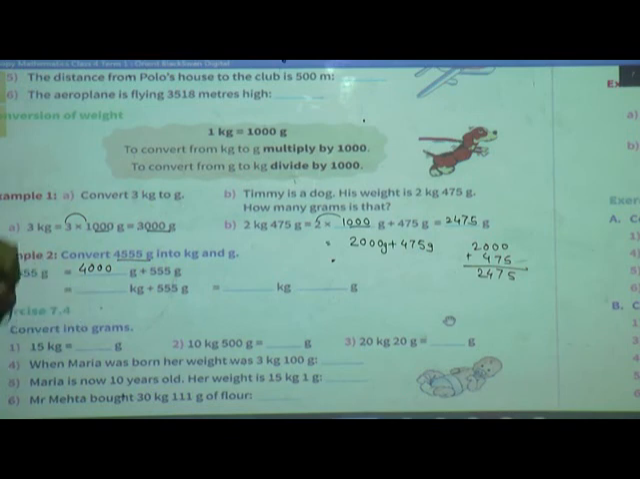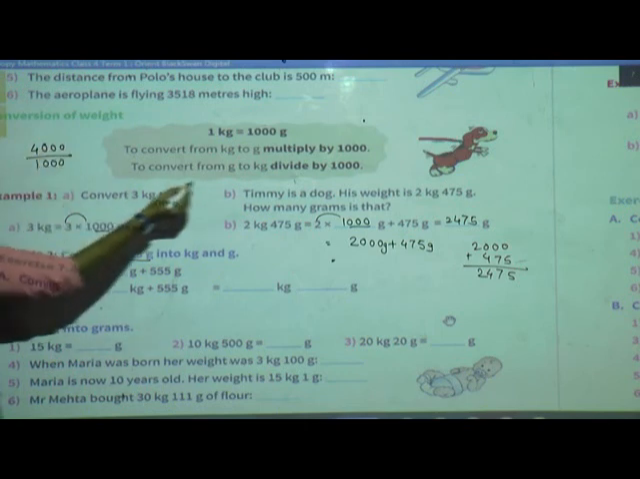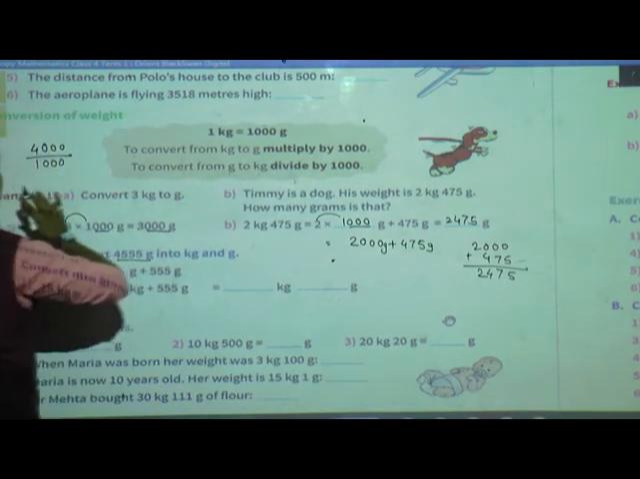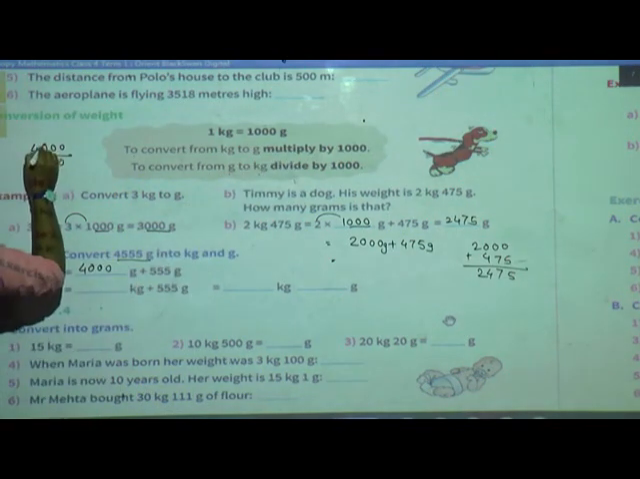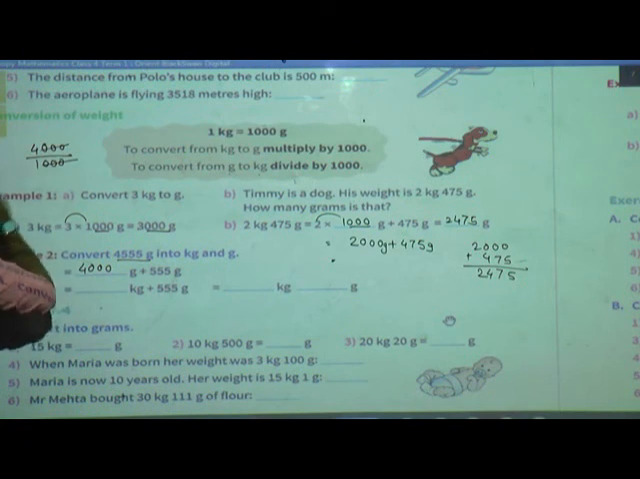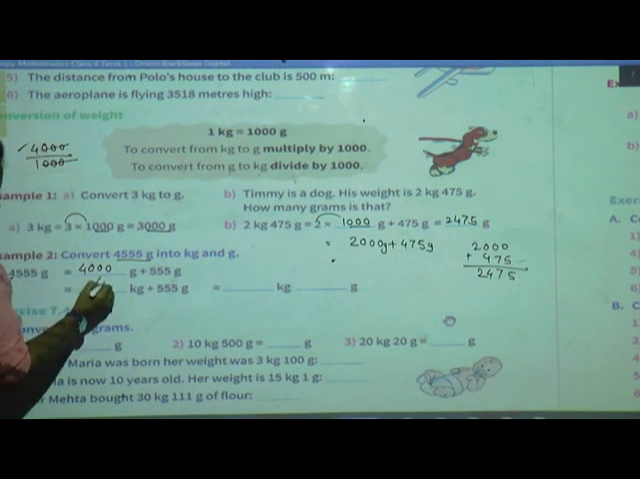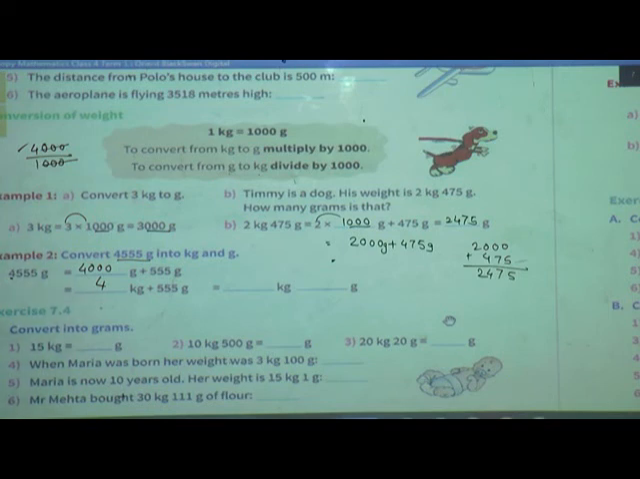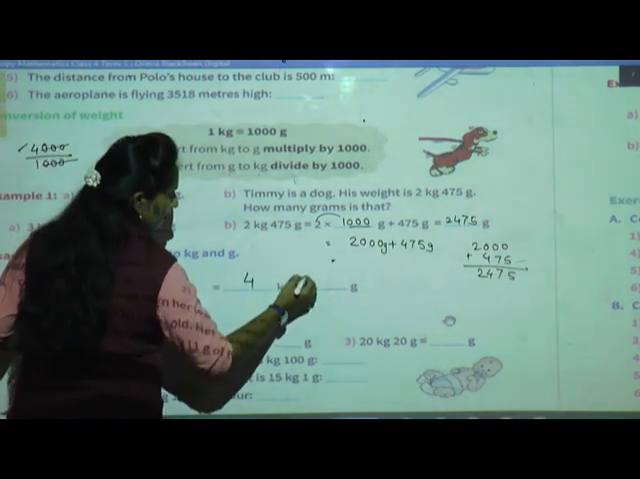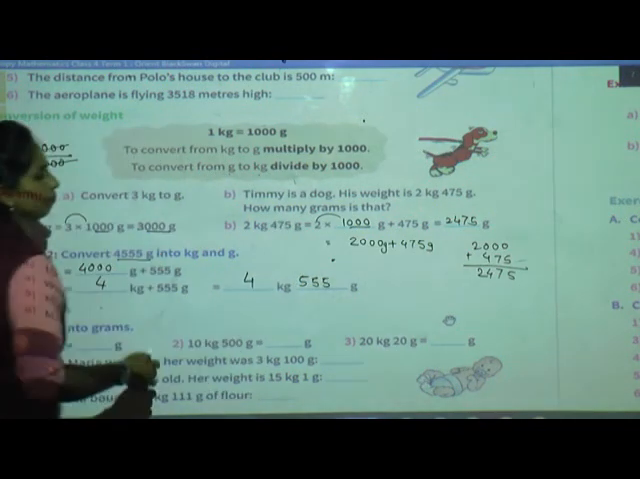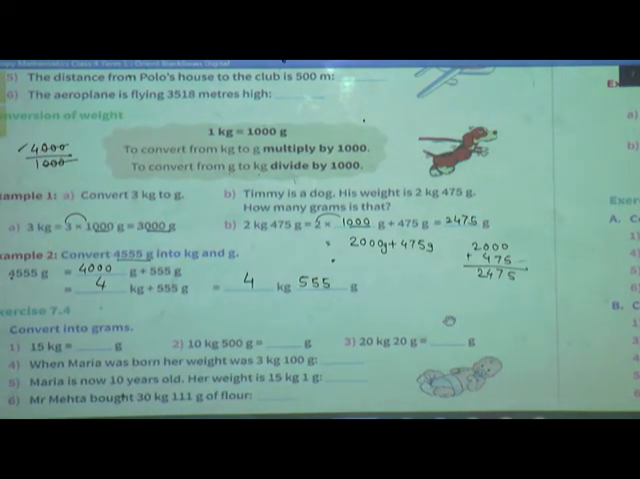To convert gram to kilogram, we have to divide. So divide by 1000. See, gram to kilogram, divide by 1000. Cross 3 zeros, cross 3 zeros. What is remaining? 4. So write here 4. So how many kg and grams are there in 4555? 4 kg 555 gram. Clear till here? Understood? Yes, very good. Now we'll move to the next.